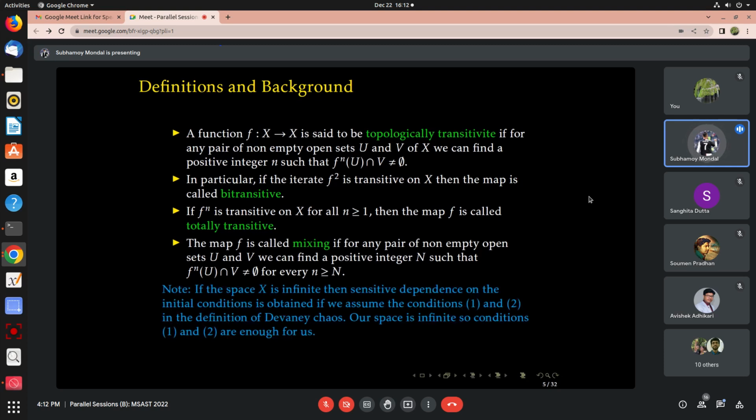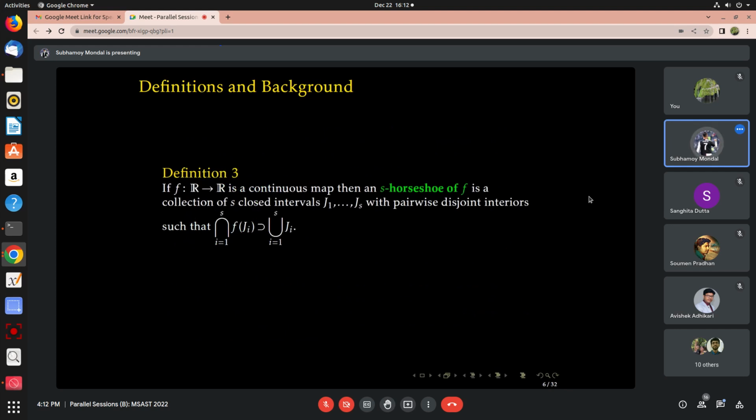Now, in our case, as X is an infinite metric space, in Devaney's definition of chaoticity, conditions 1 and 2, that is topological transitivity and density of periodic points, force the sensitive dependence on initial conditions. Now, the concept of a horseshoe is an important concept in our case.